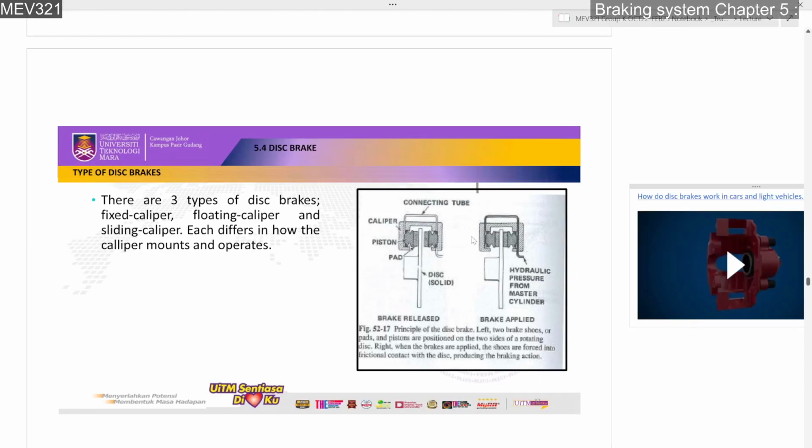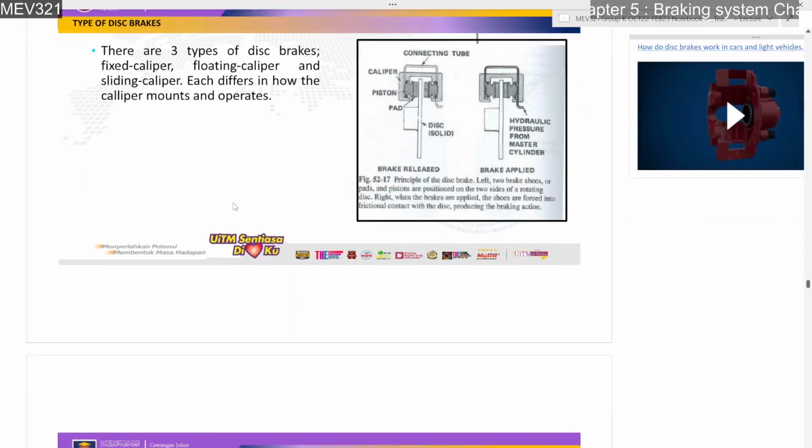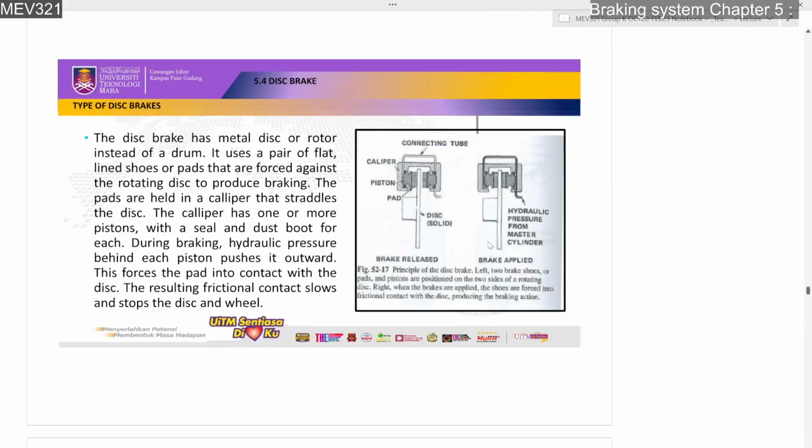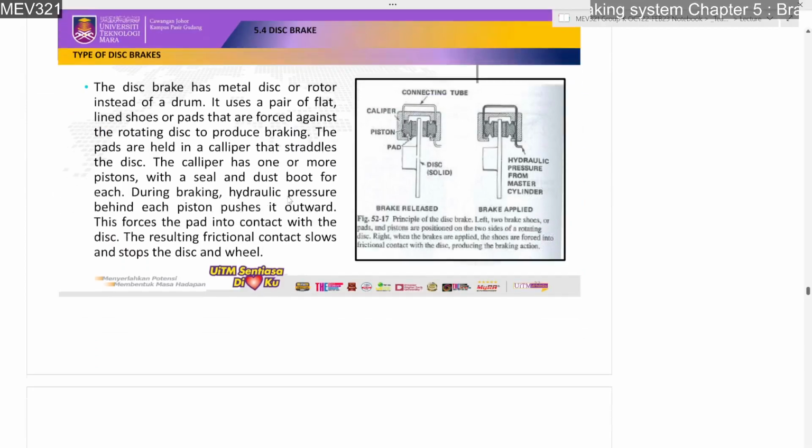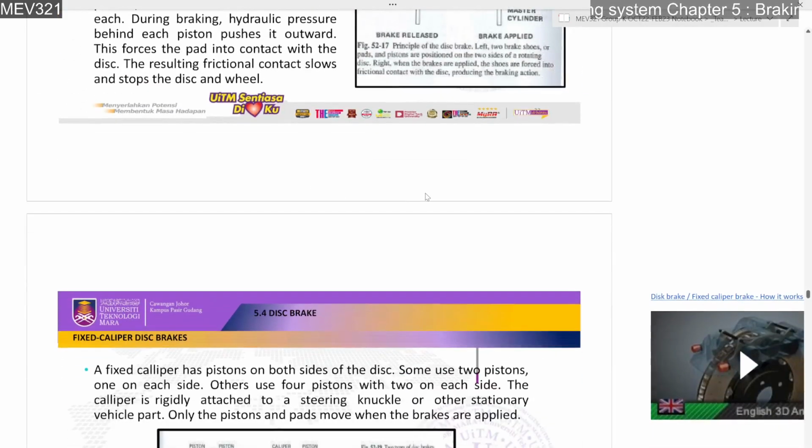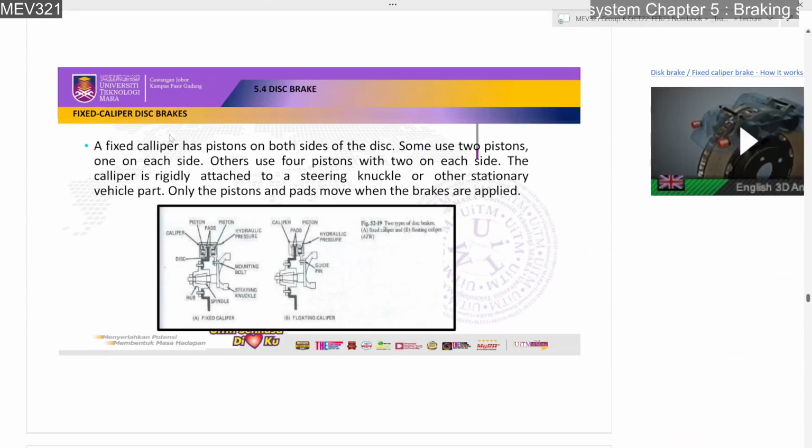Okay, so we've looked at the general mechanism of how a typical disc brake works. But we need to know more because we have 3 types of disc brake. One is the fixed, one is the floating, and the final one is the sliding caliper. Okay, let's go to the fixed caliper disc brake.